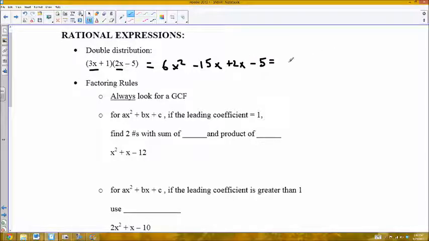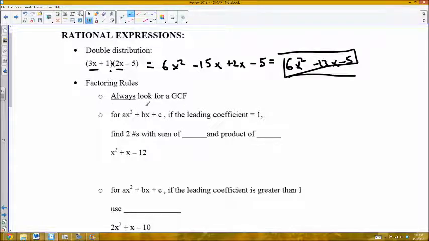Once I have those, I can simplify this by combining my like terms, and I simplify it to x squared minus 13x minus 5. Okay, now factoring is basically the undoing of this process, going from an expanded term into a product of terms, which is how factors are separated, always by multiplication.